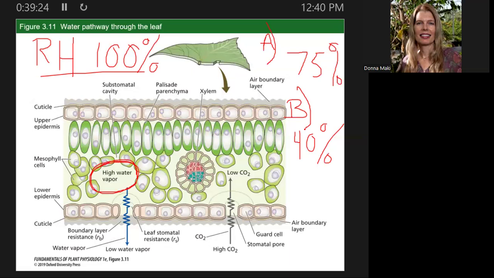Yeah, example B, 40%. So that's a bigger difference, 100 to 40 or 100 to 75. Well, 100 to 40, that's a bigger difference. So a steeper gradient is another way to say it. So if a plant is surrounded by 40% relative humidity in the air, it's going to transpire faster than the same exact plant that's at 75%.